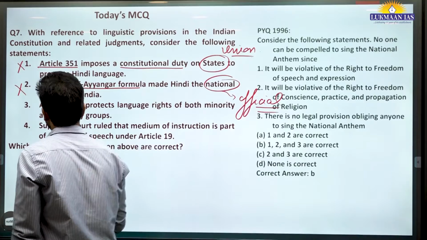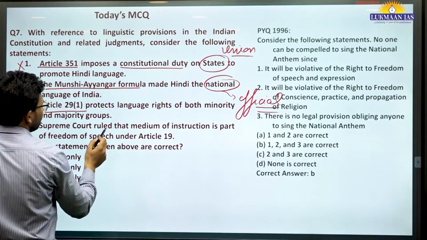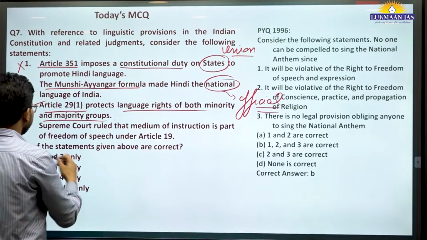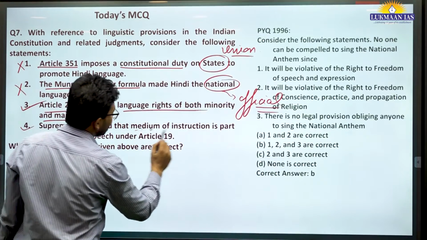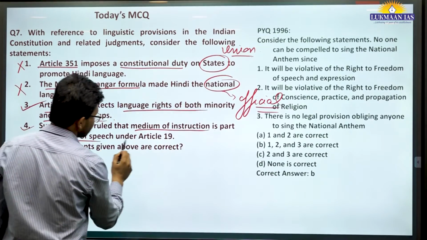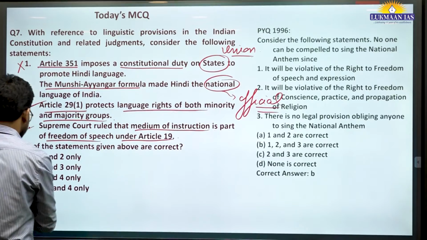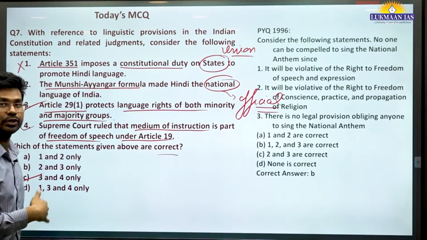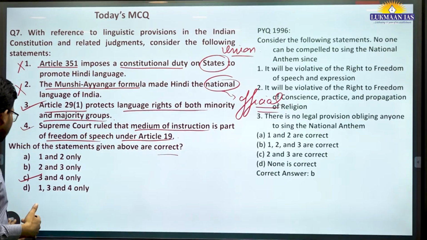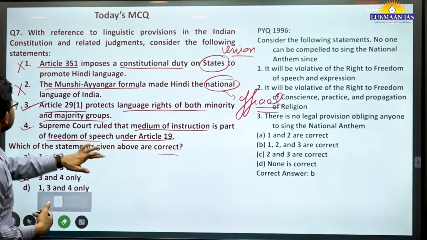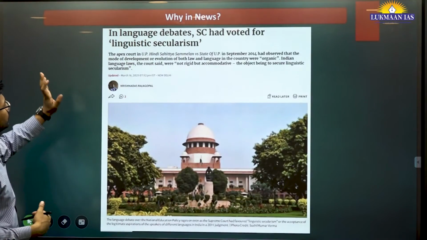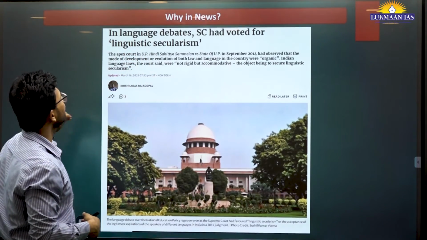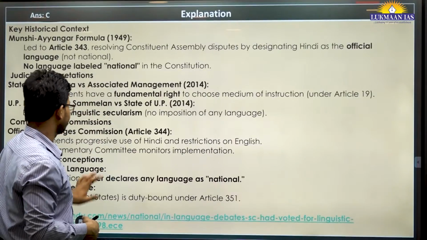Article 29(1) protects language rights of both minority and majority groups. This is right. The Supreme Court ruled that the medium of instruction is part of freedom of speech under Article 19. This is also right. The correct answer is option C. Which of the above are correct? Third and fourth only. Okay. Now with this, let us move to the next question. In the language debate, the Supreme Court had voted for linguistic secularism.